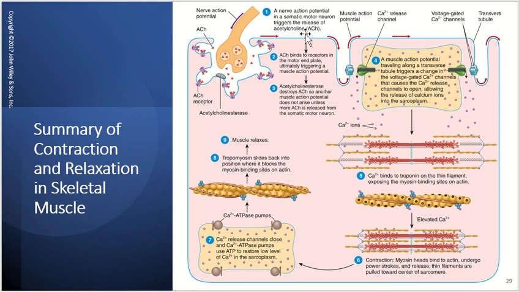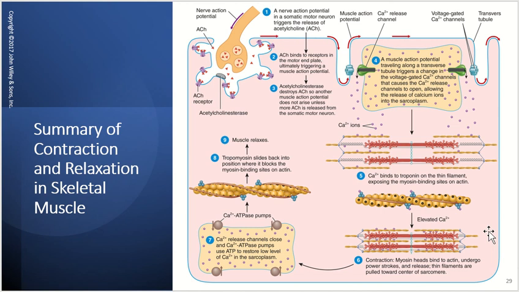All right. So from there then, our action potential is going to travel along the transverse tubules, and this is going to trigger a change in the voltage-gated calcium channels. And this is going to cause the calcium channels to release that calcium into that sarcoplasmic reticulum. Right? Those calcium ions are going to bind to the troponin that's on the thin filaments, and it's going to expose those myosin binding sites that are found on the actin.